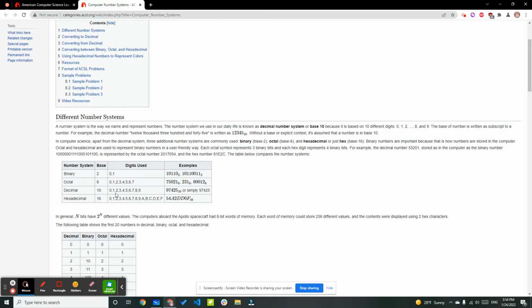Binary is shown in images, with 1s and 0s. Octal you don't really see; it's a little bit more rare.